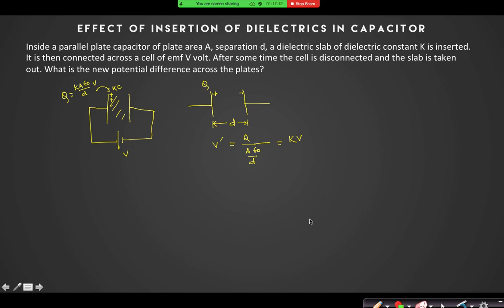It will be V by K in which case? If initially there were no dielectric, and after I disconnect the battery I then insert the dielectric plate, then the answer will be V by K. Yes, you can try this. All right.